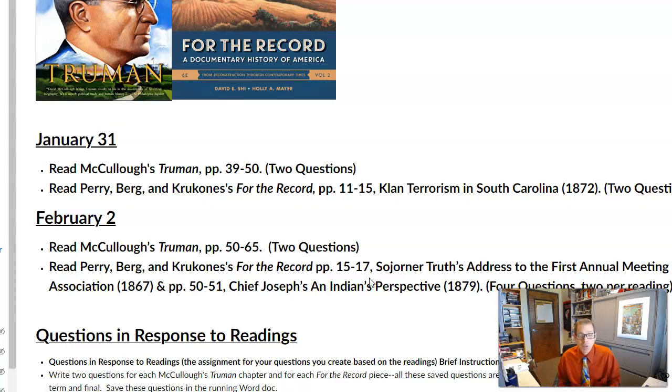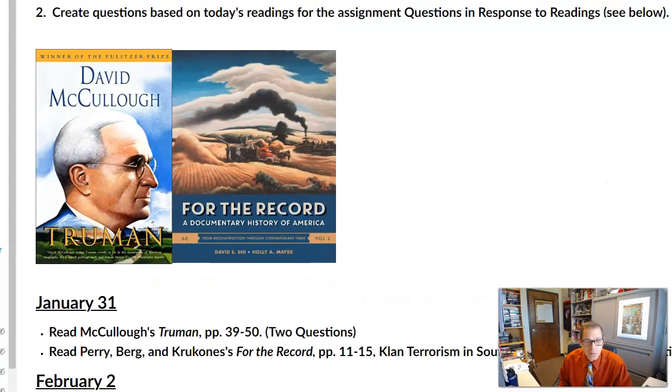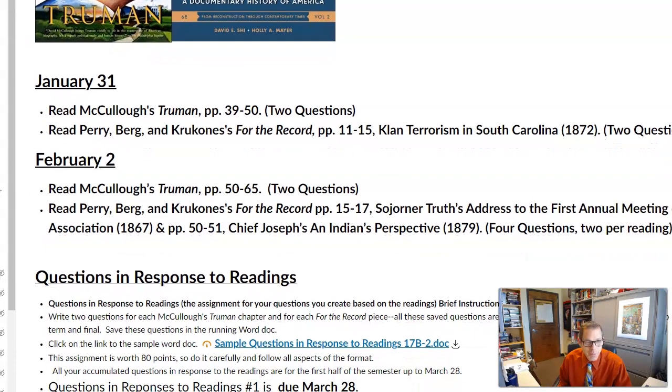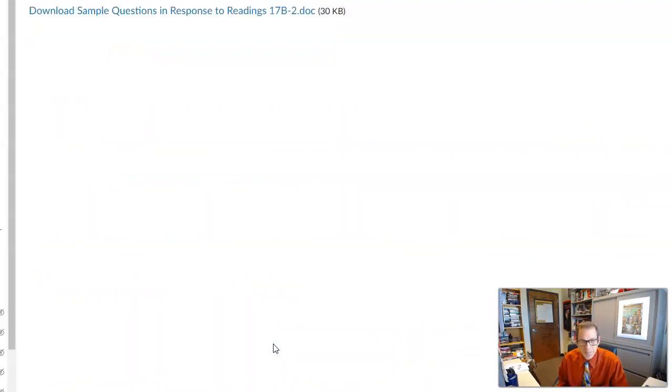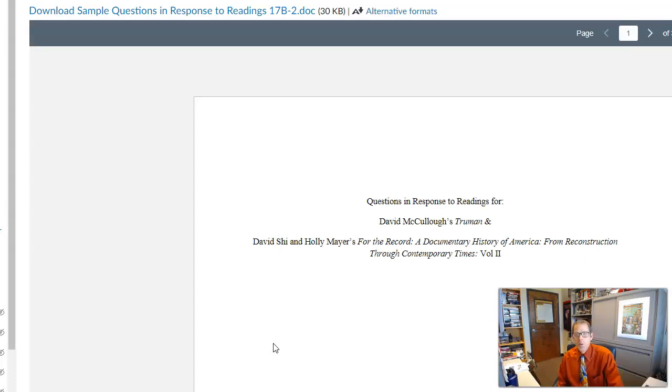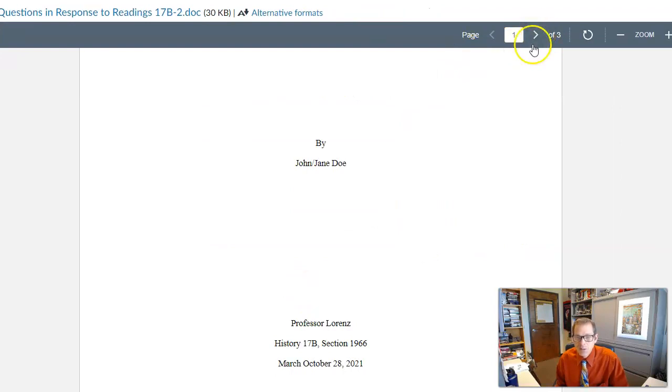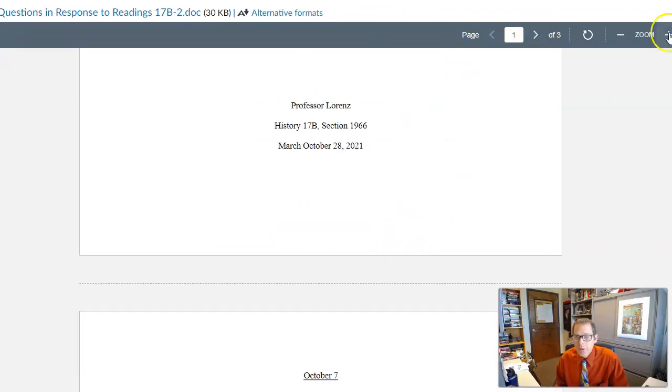Now you notice after both of those, it says 2 questions. It's like, ooh, what does that mean? So in the same assignment, if you scroll down a little bit farther on the same page, you guys can't see it, but I can move the screen down. There we go. Click on sample questions response to readings. And when it opens up, you'll see a Word doc here.